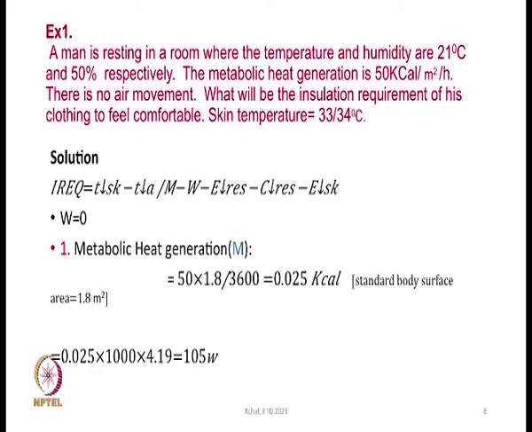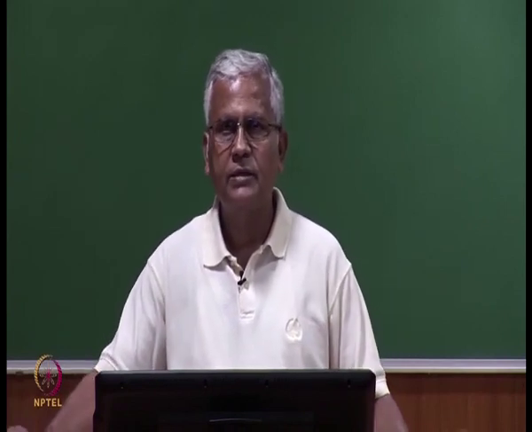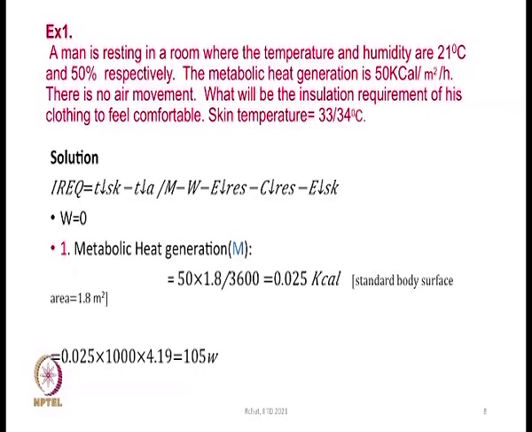Metabolic heat generation, in terms of what we have to find out, is 50 kilocalorie per meter square per hour. What is the typical skin area of a human? The standard body surface area is taken as 1.8 meter square. Different people have different body shapes and heights, so the values will obviously vary from person to person, but as a standard it is chosen as 1.8 meter square. So, 50 times 1.8 divided by 3600 will be the heat in kilocalorie that he is going to generate per second. So, this will be kilocalorie per second.